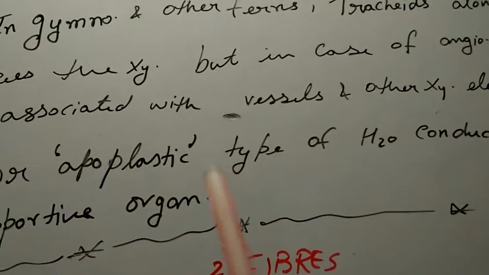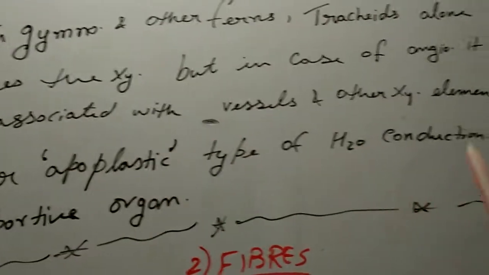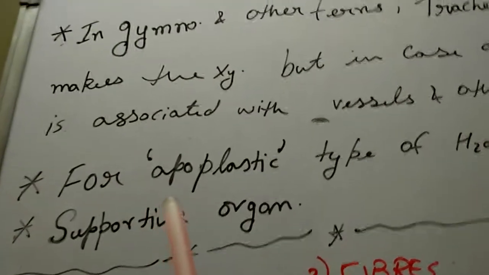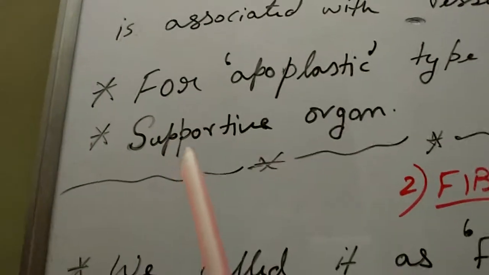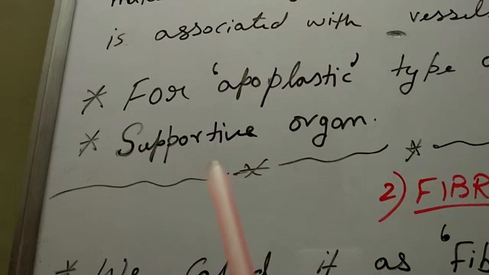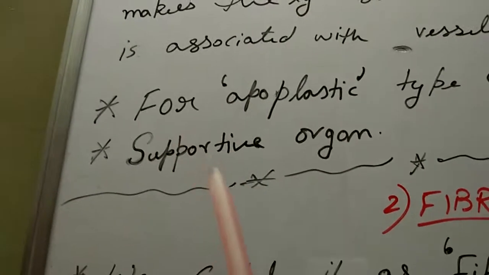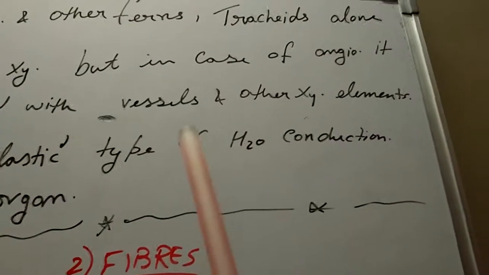So tracheids basically help in water conduction. This is the main function associated with tracheids, and the type of water conduction is apoplastic. And tracheids also help to support the plant organs. So this is again a very important function that tracheids play, but the main function is water conduction.